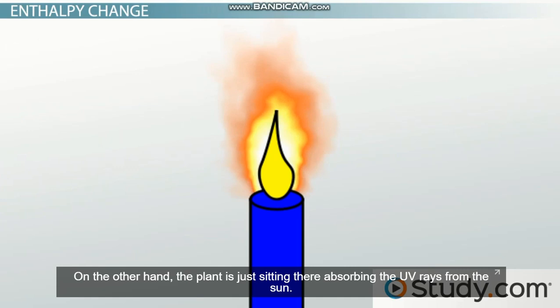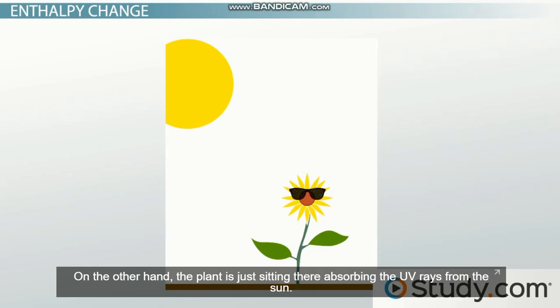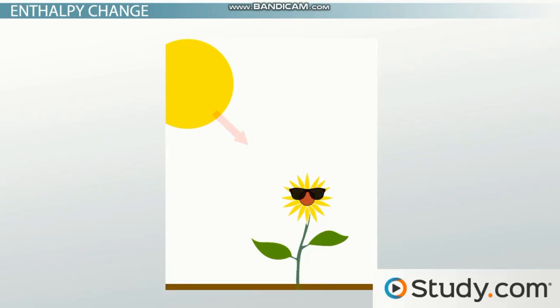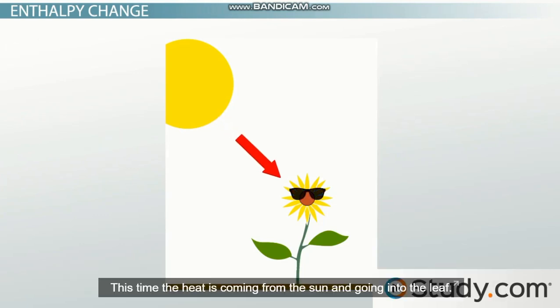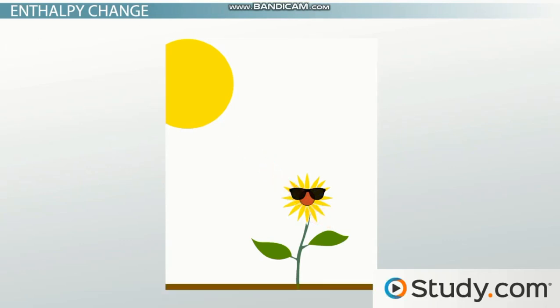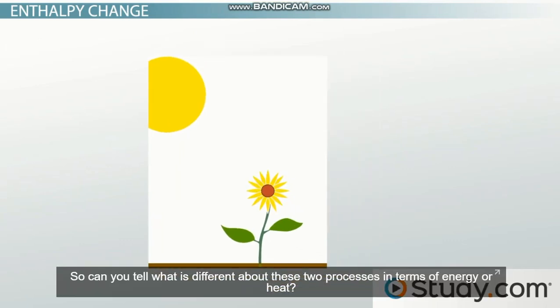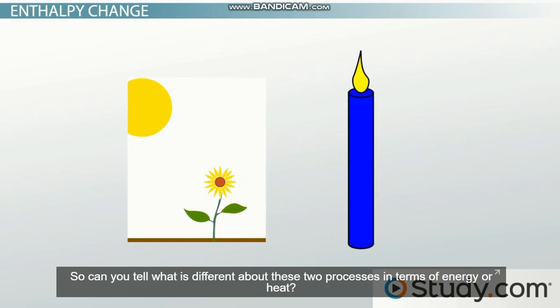On the other hand, the plant is just sitting there absorbing the UV rays from the sun. This time the heat is coming from the sun and going into the leaf. So can you tell what is different about these two processes in terms of energy or heat?